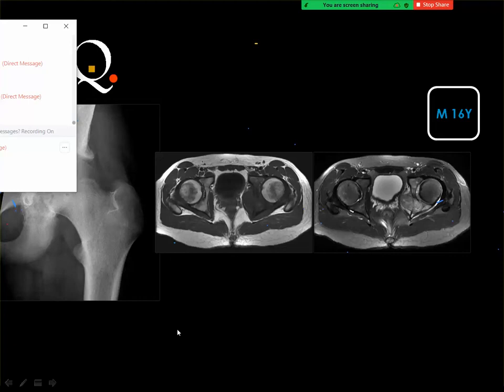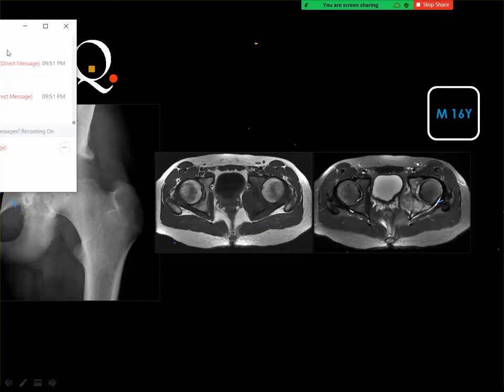Osteoarthritis. This is a child. Osteomyelitis. And if you look carefully, you got the soft tissue mass extraosseous together with abnormal signal of the acetabulum. The mass is not with osteomyelitis. The mass is with bone tumors.